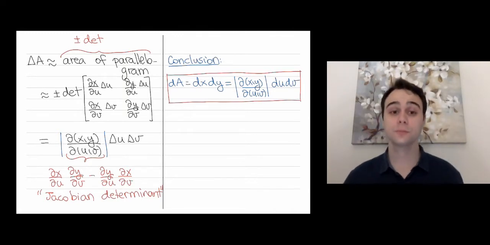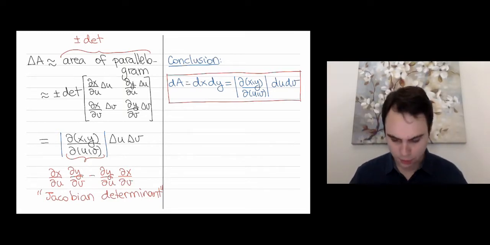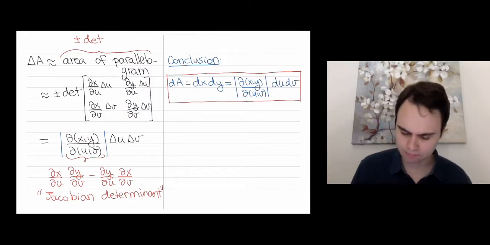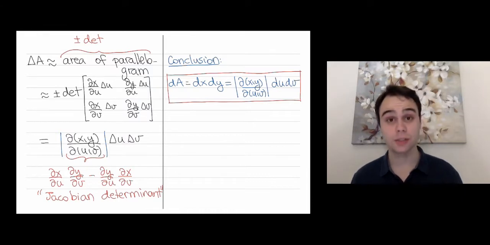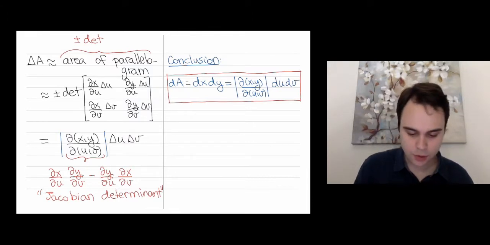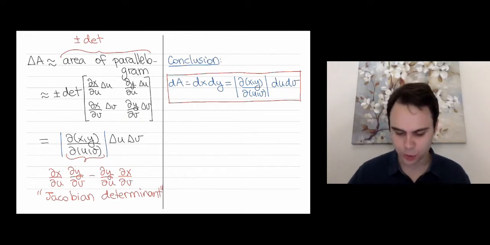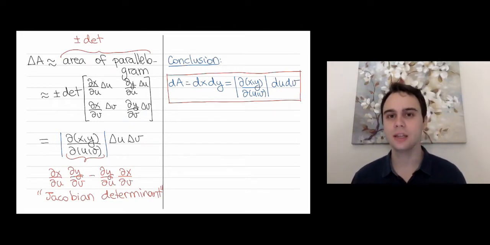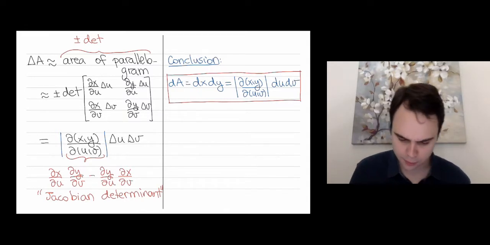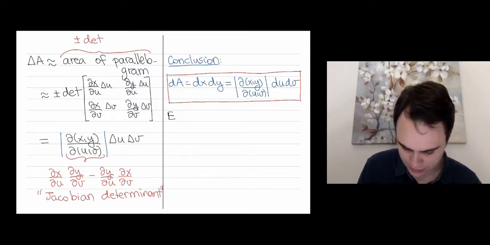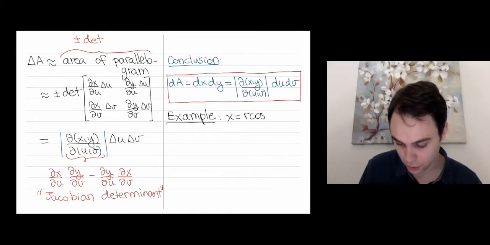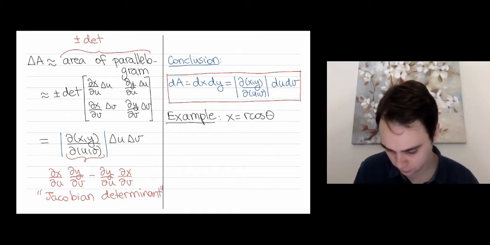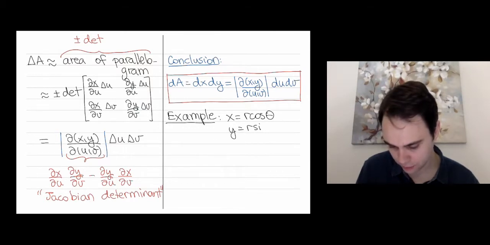Okay, so this derivation was very theoretical and it might feel abstract. So I want to bring this down to earth. Let's see what this whole Jacobian determinant business does when we're looking at the case we're familiar with, polar coordinates. So let's do an example. Let's say that x is r cosine theta, and y is r sine theta.